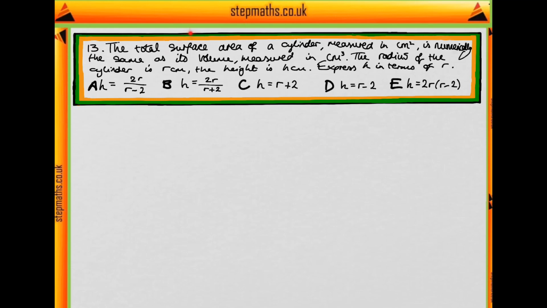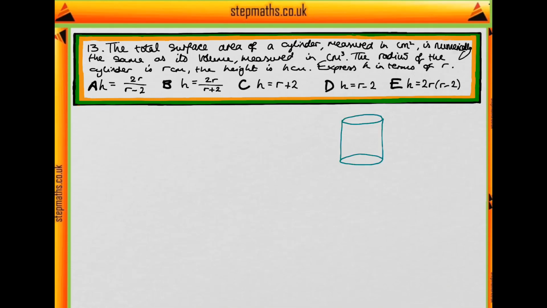So we're going to focus on the first part of the question, which says that the surface area is equal to the volume. So if we can work out two equations for these two things and set them equal to each other, we should be able to work out what h is in terms of r. So can you find an expression for the surface area and an expression for the volume? Have a go at doing this now.